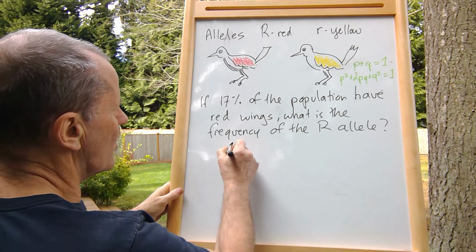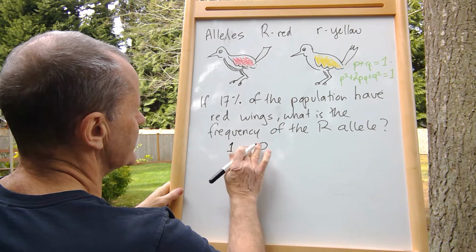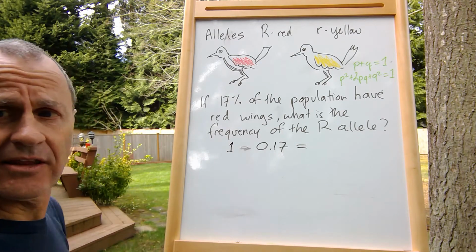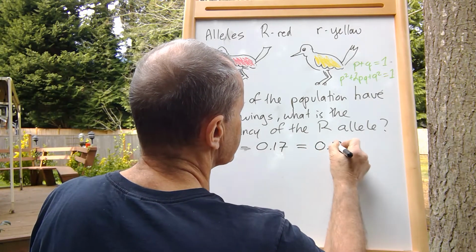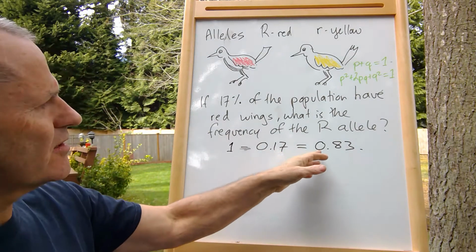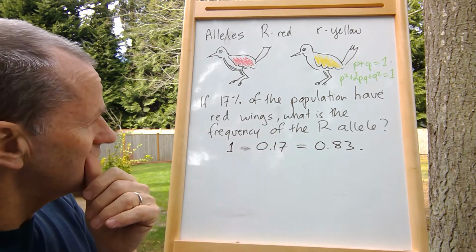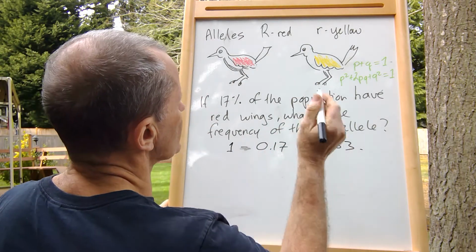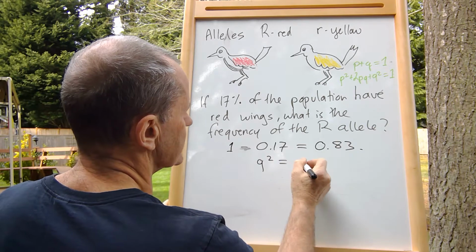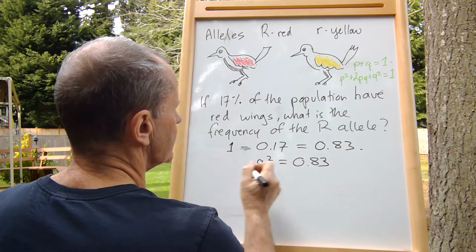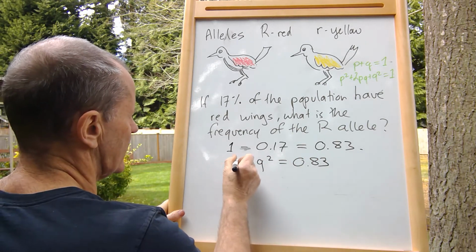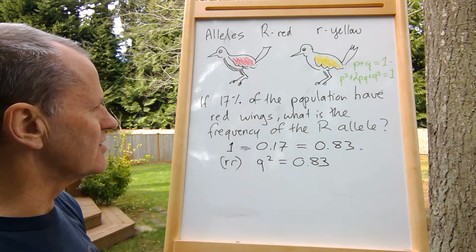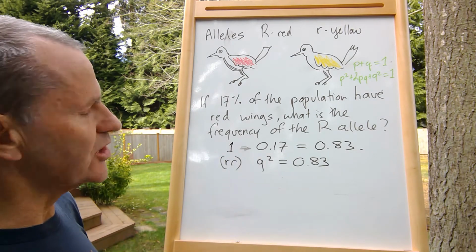And so we know that 1 minus 0.17 have yellow wings, and that ends up being 0.83. So the frequency of yellow-winged birds is 0.83. And that, of course, is the q squared term. The q squared term is the same as that genotype and that yellow-winged phenotype.